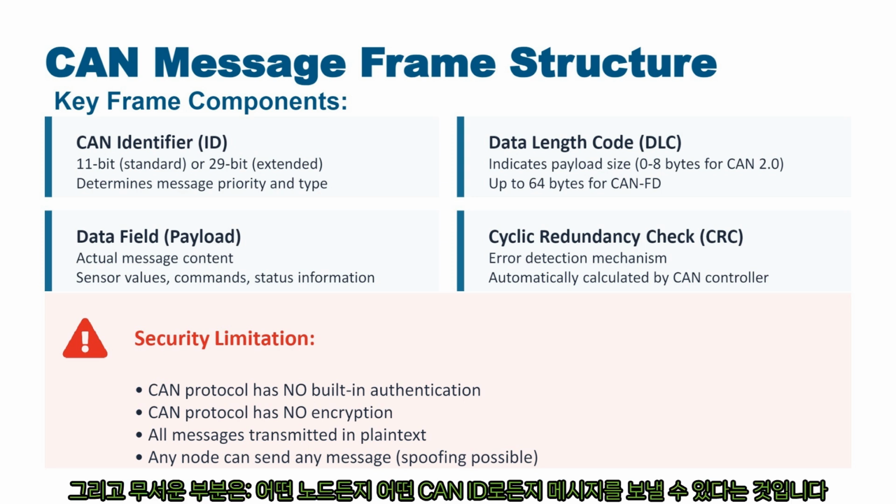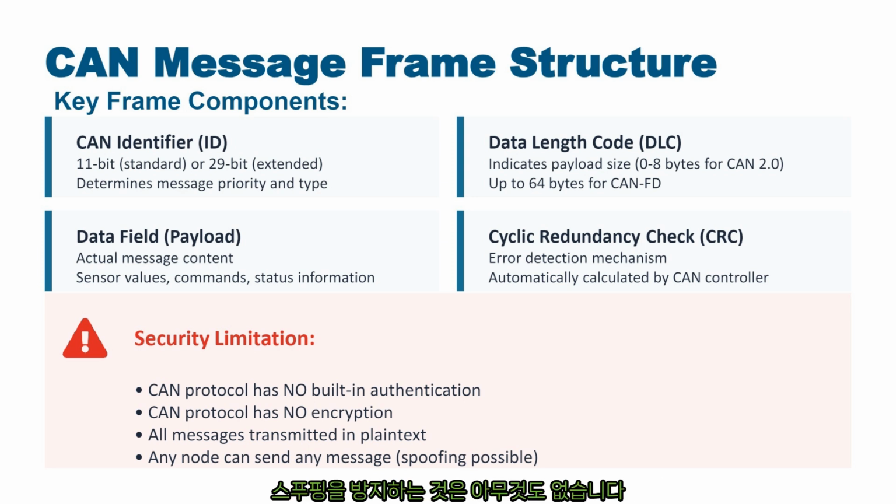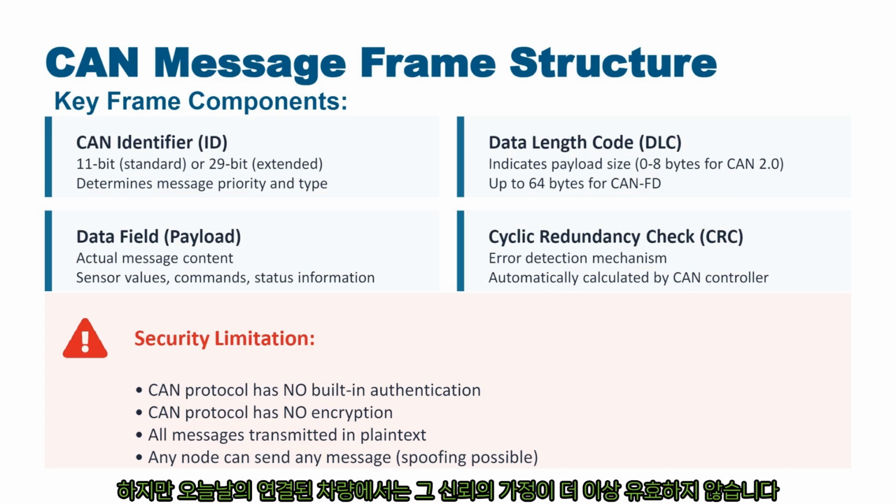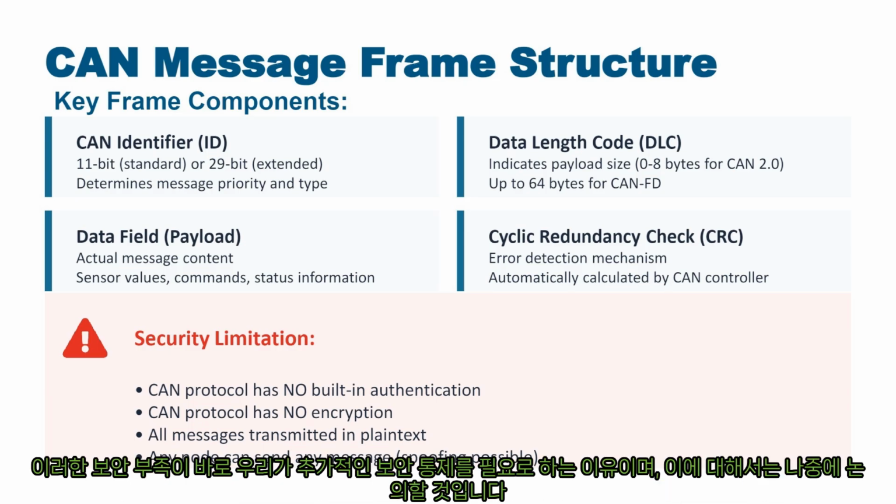And here's the scary part: any node can send any message with any CAN ID. There's nothing preventing spoofing. This was designed in the 1980s for a closed, trusted environment inside a vehicle. But that assumption of trust is no longer valid in today's connected vehicles. This lack of security is exactly why we need additional security controls, which we'll discuss later.